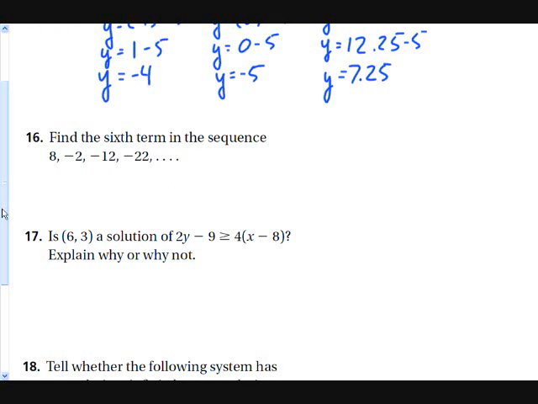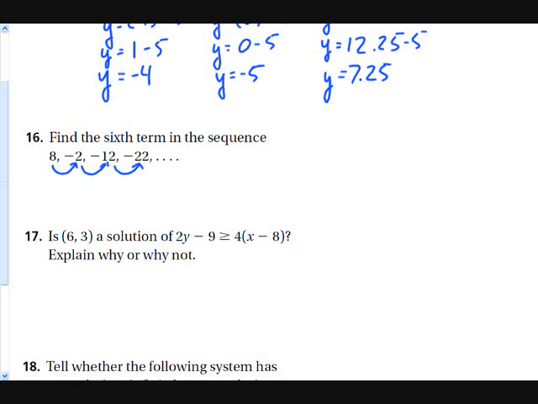For the next one, it says to find the sixth term in the sequence. And really, we've got the first four. We just have to decide what's the pattern that's happening here. So in other words, how do I get from the 8 to the -2? How do I get from the -2 to the -12? How do I get from the -12 to the -22? And either we're going to be adding something each time or subtracting something each time, or multiplying or dividing.